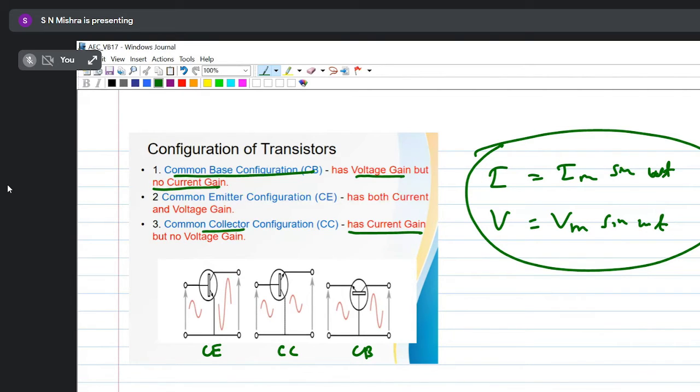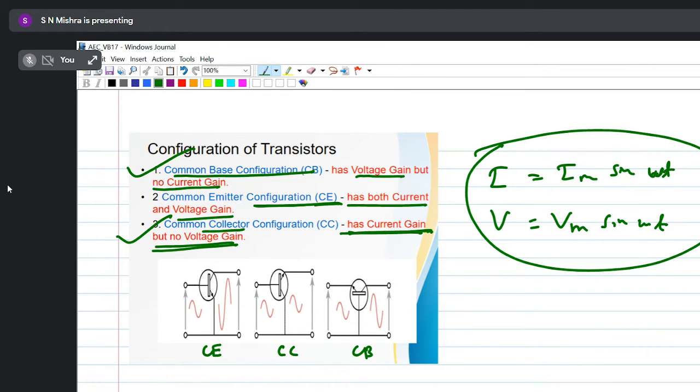So if I take common collector, then it will have current gain. That means if I apply a current signal, it will be amplified, but it will not amplify a voltage signal. So if I specifically require to amplify a voltage signal or a current signal, I can use common base or common collector. But common emitter is the most preferred configuration because it will have voltage gain as well as current gain, and you can also amplify the power because P equals V into I. So out of these three configurations, common emitter is the most suitable and most preferred one.